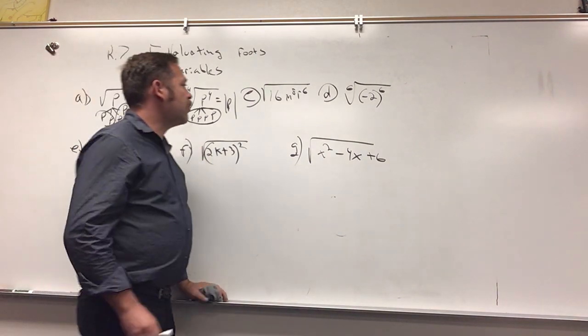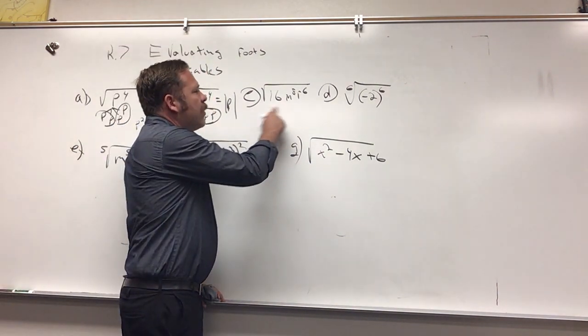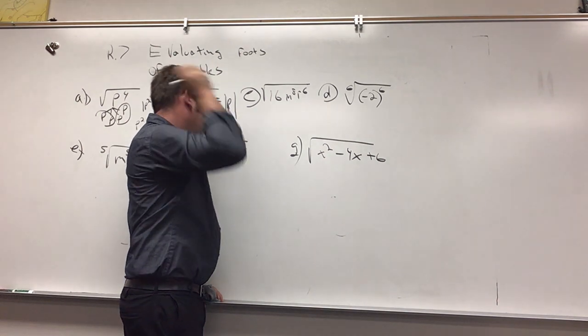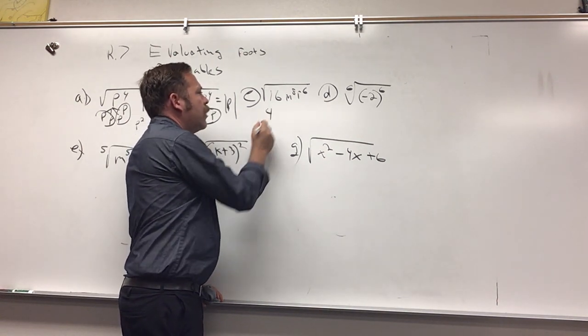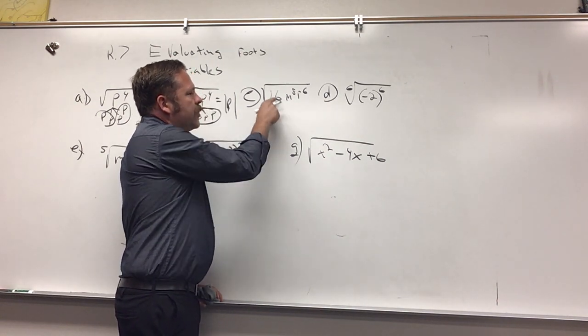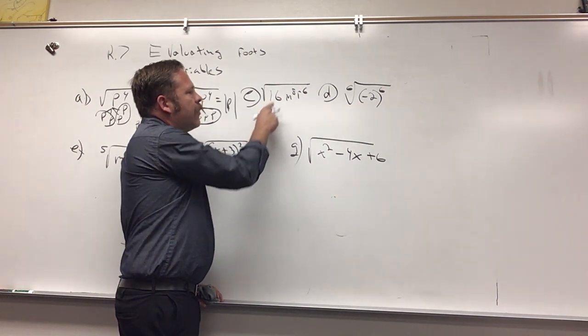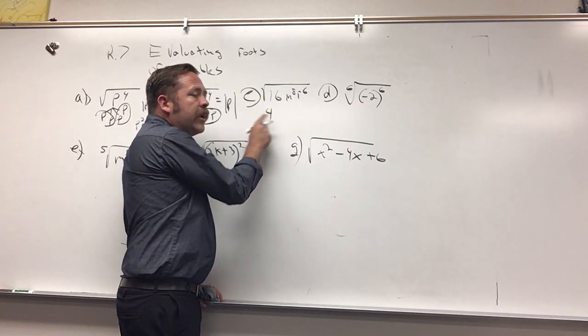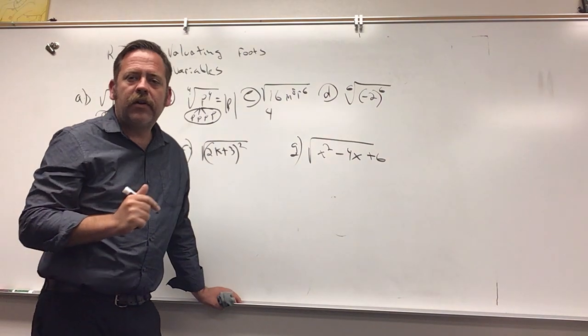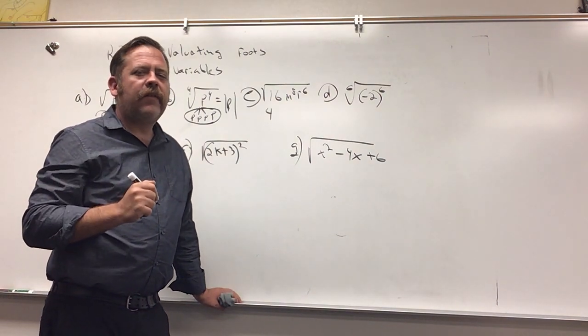All right, let's take a look at this one. The square root of 16 is 4. Now, this doesn't really need an absolute value, even though it's even root to odd, because we already know that 4 is a positive number. So we only have to really worry about it for the variables.